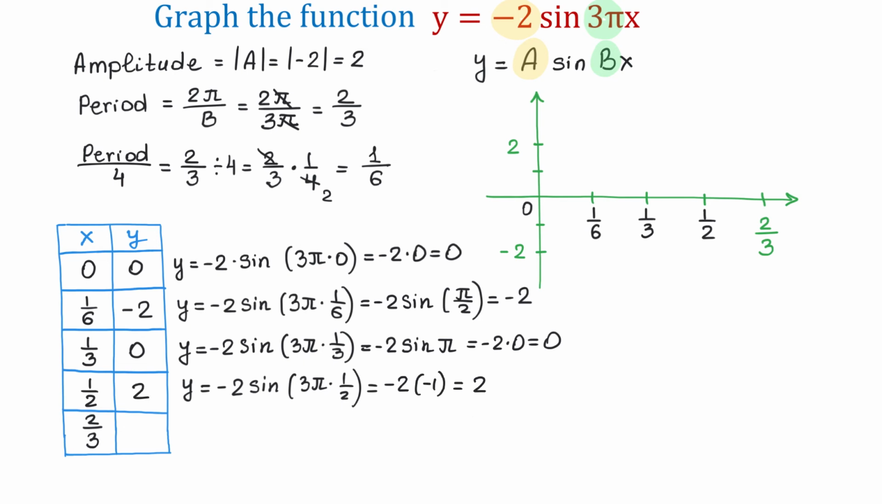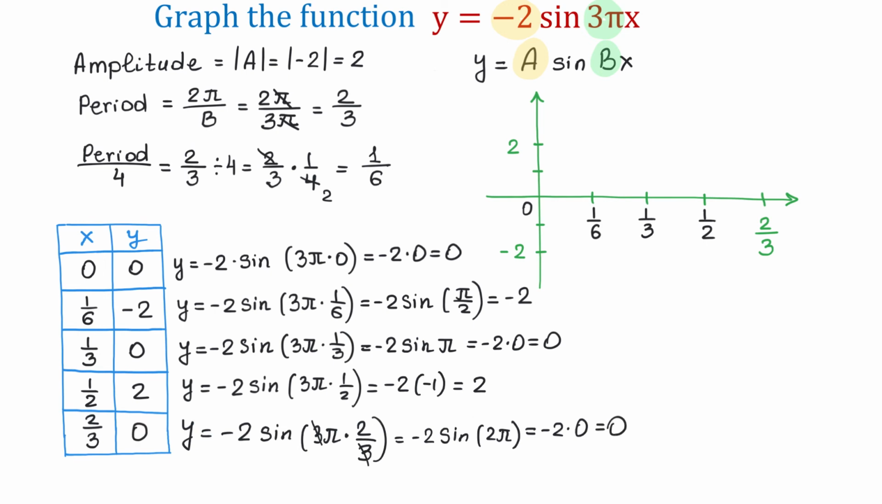And now in the last row, y equals -2 sine of 3 pi multiplied by 2/3. And because 3 and 3 cancel, we have -2 sine of 2 pi. And sine of 2 pi is 0, and -2 times 0 is 0. So here we have all the coordinates of the 5 points.